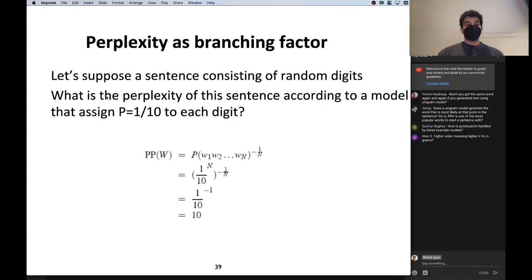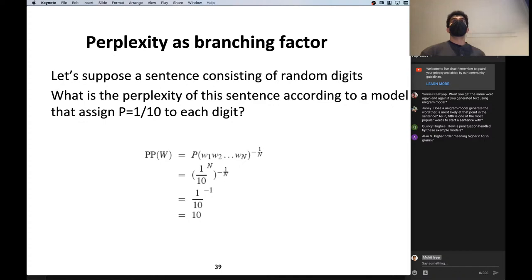And the question: what is the perplexity of this sentence according to a model that assigns p equals 1/10 to each digit? So each digit is equally as probable as any other digit. This is a model trained on completely random numbers. If you think about it, each of these conditional probabilities, W sub 2 conditioned on W sub 1, all of them are 1/10 in this scenario. So you have 1/10 raised to the n, where n is the length of this sequence. And in the perplexity computation, when you take this inverse exponentiation, it just becomes 10.